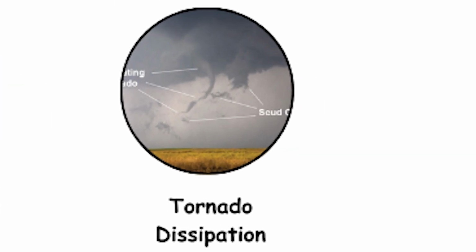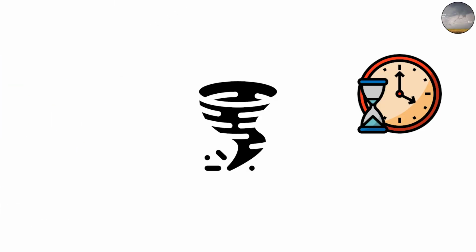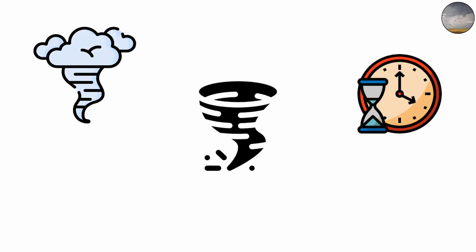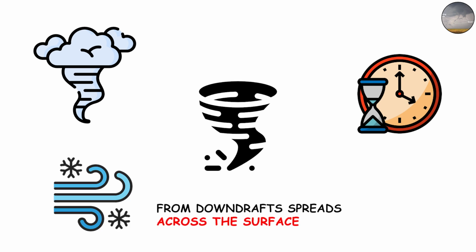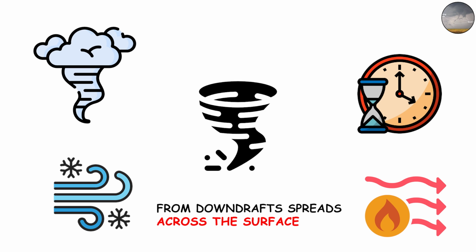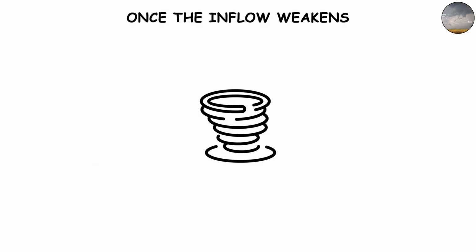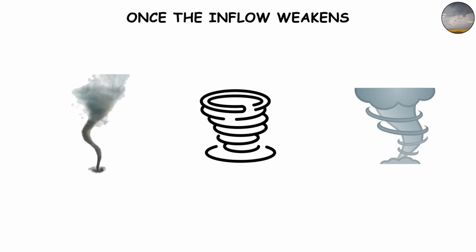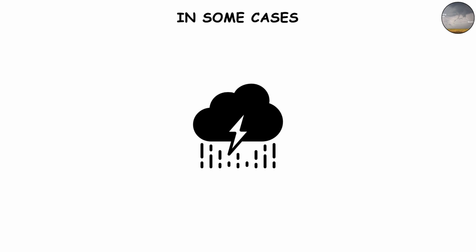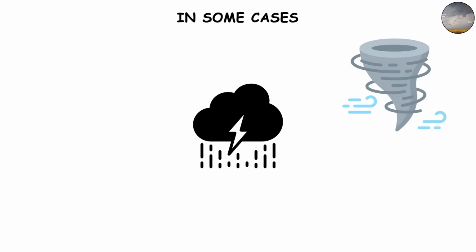Tornado dissipation. Tornadoes do not last forever because the storm environment eventually collapses. Cold air from downdrafts spreads across the surface and cuts off the warm air supply feeding the updraft. Once the inflow weakens, the rotation loses energy. The tornado narrows, becomes rope-like, and finally breaks apart. In some cases, the storm may reorganize and produce another tornado nearby.